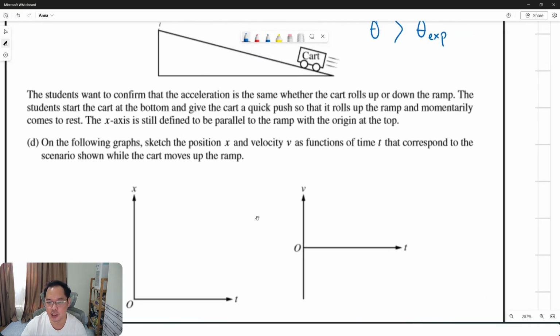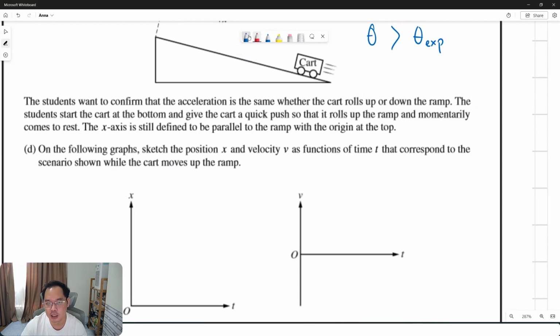Position and velocity. Okay, definitely the velocity will decrease like this with a constant acceleration and keep changing linearly like this.